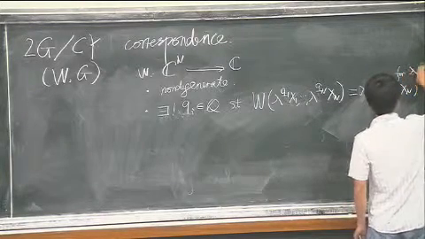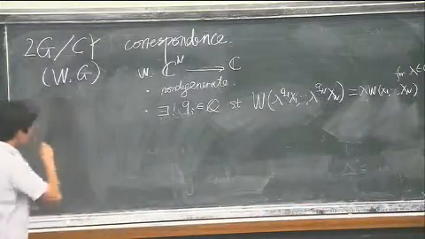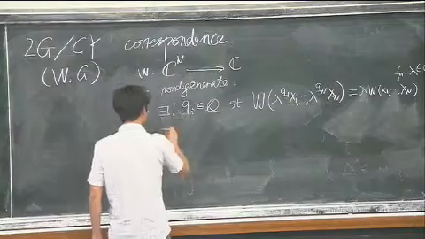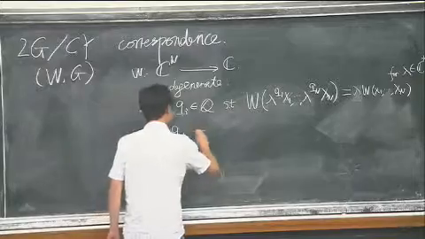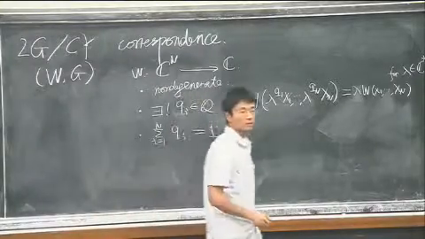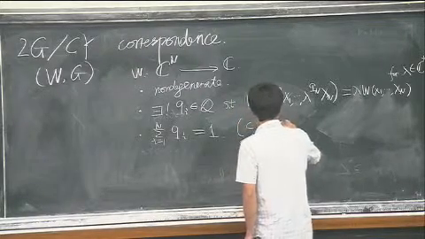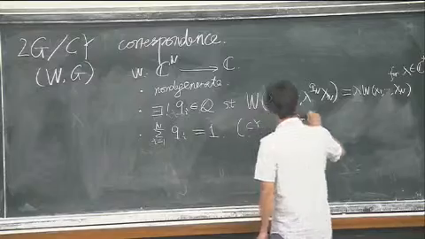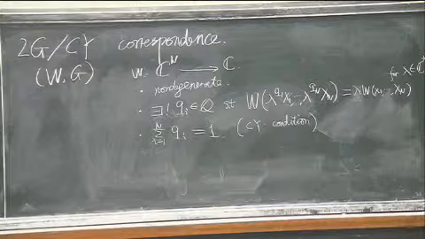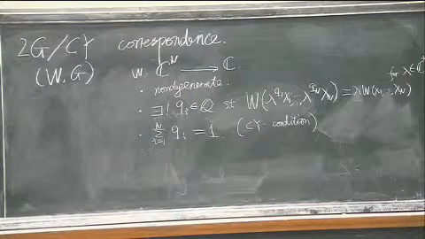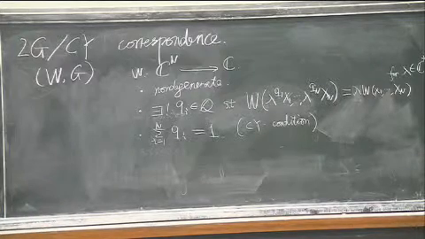For any non-zero complex number lambda. And the third condition is that the summation of all these weights equals 1. This condition we call the Calabi-Yau condition. It's not necessary for defining the FJRW theory, but we need it for this Calabi-Yau/LG correspondence. So this is the first piece of data, W.